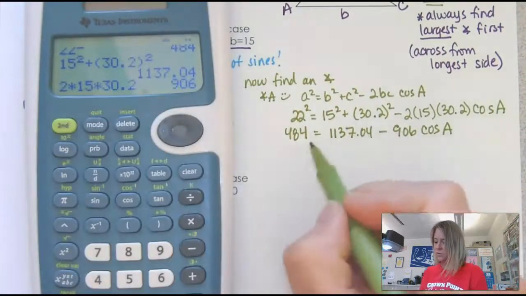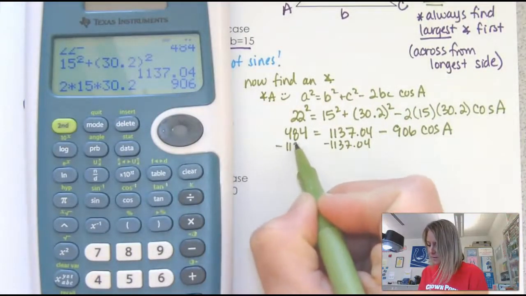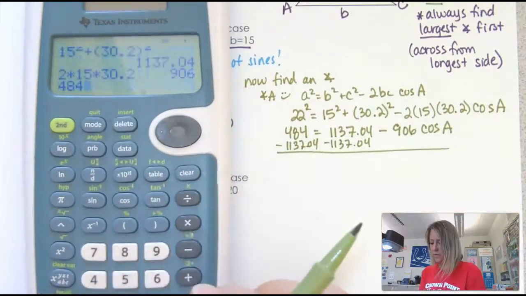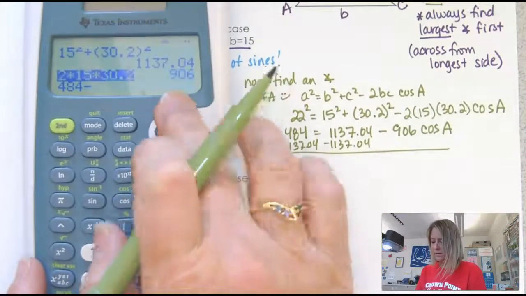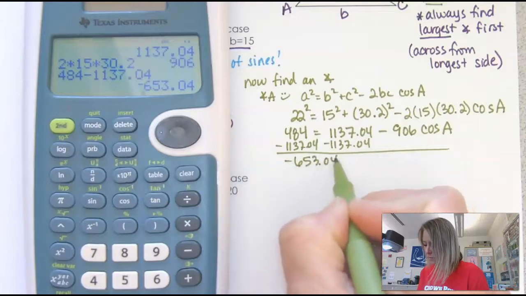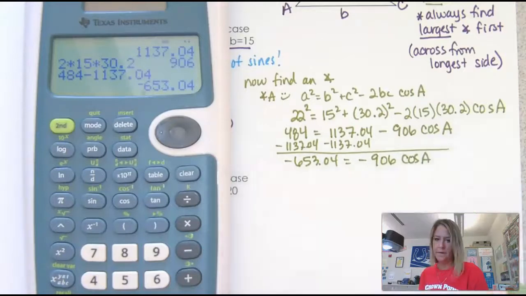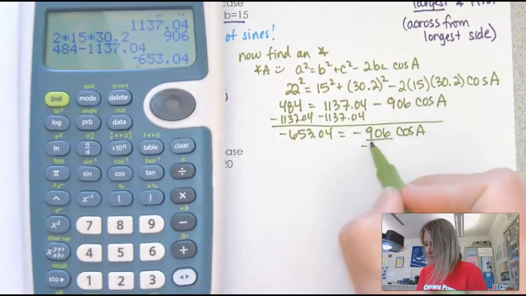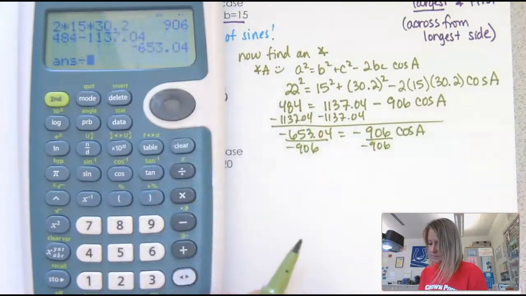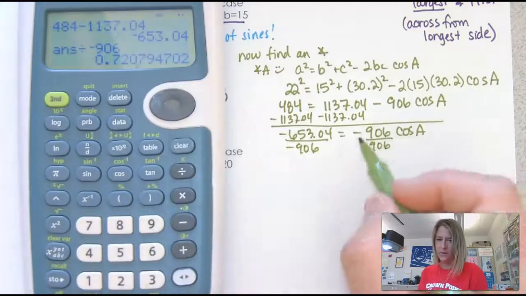So I can subtract this from both sides. This is just algebra here. So 484 minus, there's that number. So I've got negative 653.04 equals negative 906 cosine A. At this point, I'm going to divide both sides by negative 906.